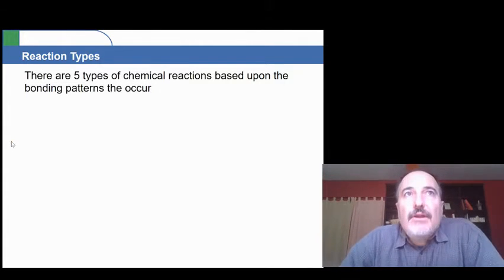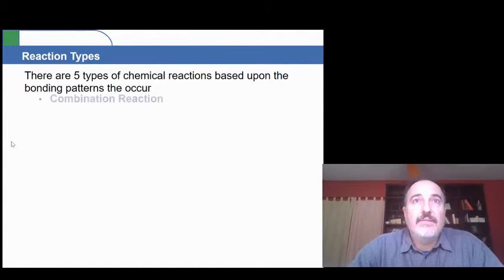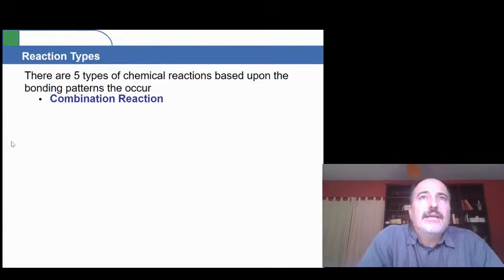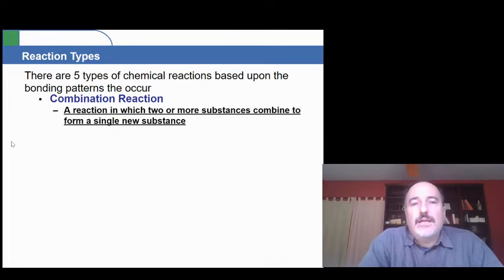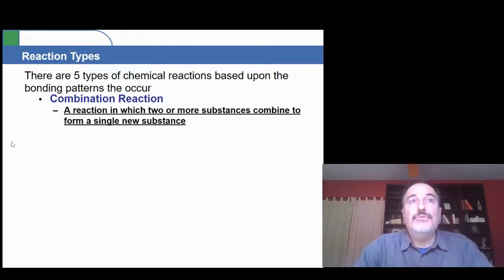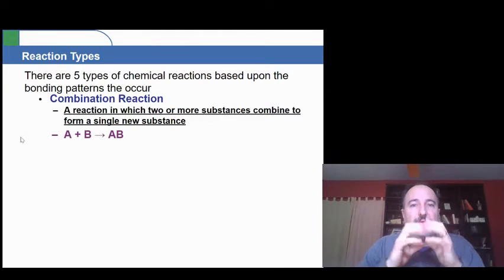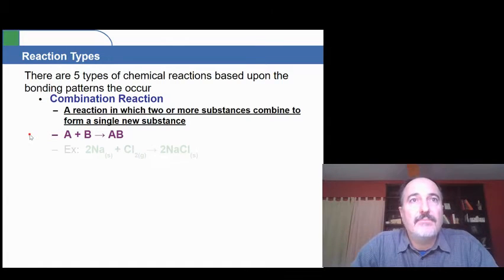Now, there are 5 types of chemical reactions based upon the bonding pattern that occurs. First of all, there are combination reactions. A combination reaction is one in which 2 or more substances combine to form a single new substance. All right. So you have one pure substance, another pure substance. They come together and form a third pure substance, some sort of compound.